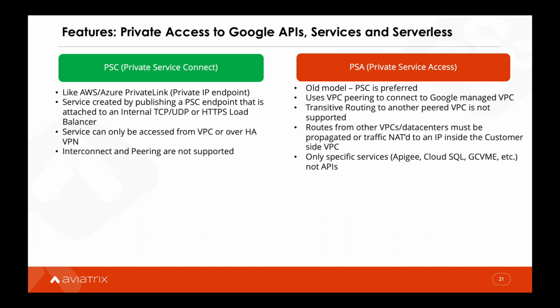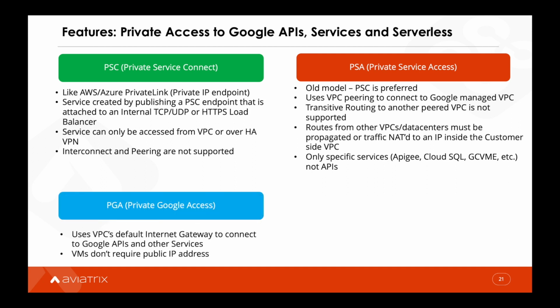The routes from the other VPCs or data center must be propagated, or your traffic should be NATed to an internal IP address on the consumer or customer VPC side. PSA can only support specific services such as Apigee and Cloud SQL, and this does not work for Google API connectivity. The third option is called PGA, Private Google Access.